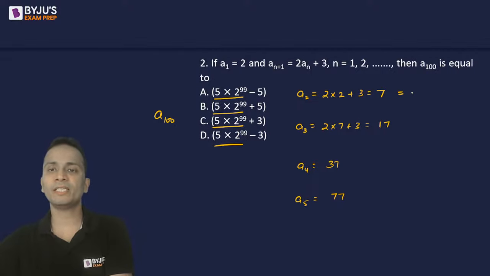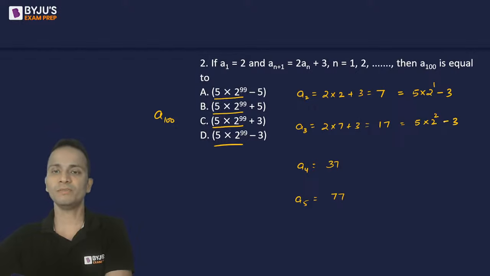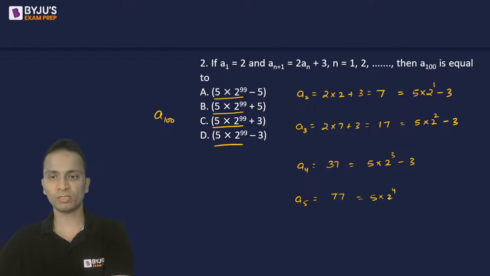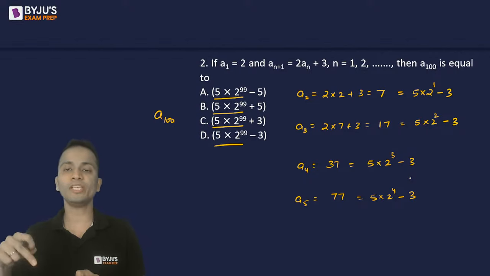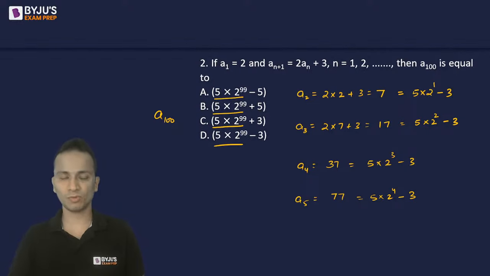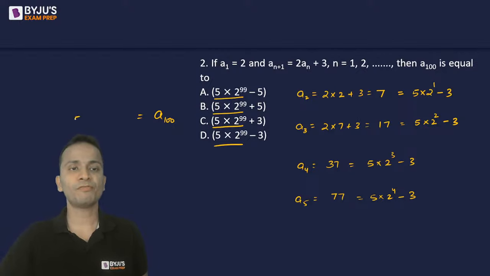So here I can write it as 5 multiplied by 2 raised to the power 1 minus 3. 10 minus 3 is 7. I can write this as 5 multiplied by 2 square minus 3. This can be written as 5 multiplied by 2 cube minus 3. 5 multiplied by 2 raised to the power 4. So 2 raised to the power 4 is 16 into 5, 80 minus 3. So all of them can be written as 5 multiplied by 2 raised to the power n minus 1 minus 3. So A100 should be 5 multiplied by 2 raised to the power 99 minus 3.